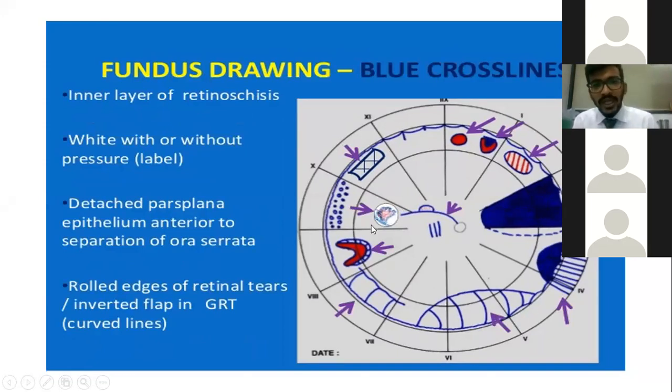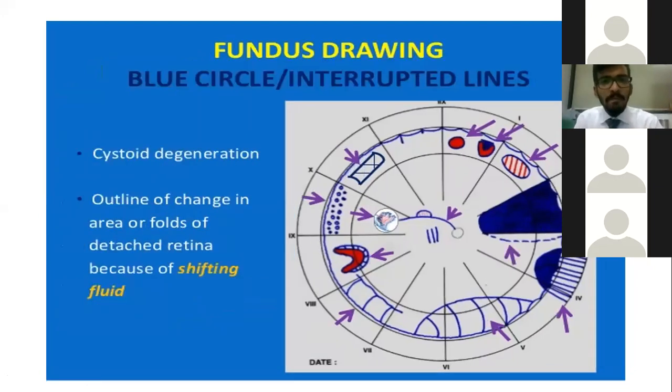White without pressure areas you also draw with blue crossed lines. Rolled-over edges of the retinal tears in a GRT, you should draw with blue crossed lines. So these are the general findings; in an RD patient, you should know all of these very well.